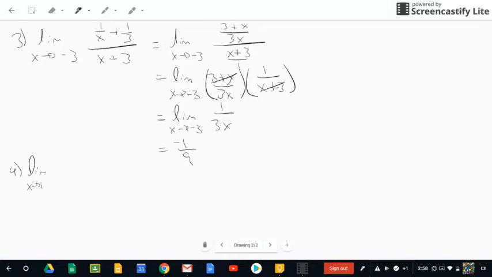Okay, x approaches 1. And we're going to make this the square root of x plus 8 minus 3 all over x minus 1. Now, if you let x go to 1 here, 1 plus 8 is 9, square root of 9 is 3, minus 3 is 0, and the denominator goes to 0. The way you handle this one is to rationalize.